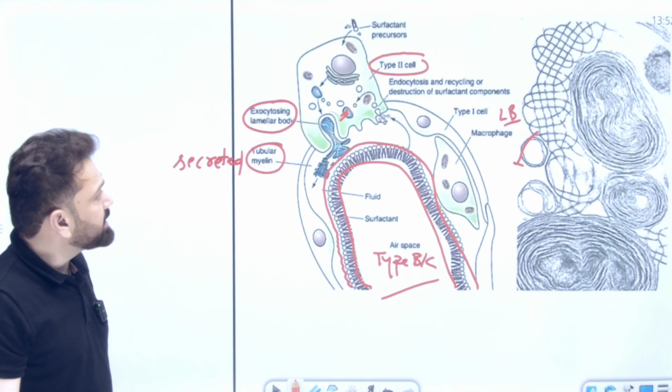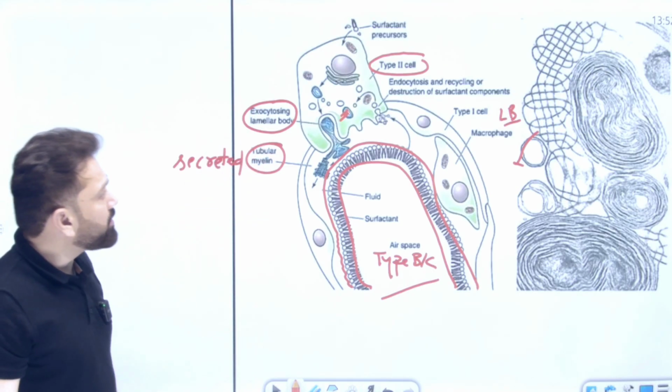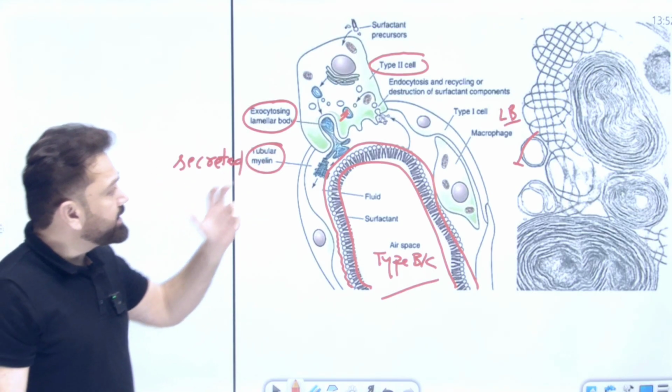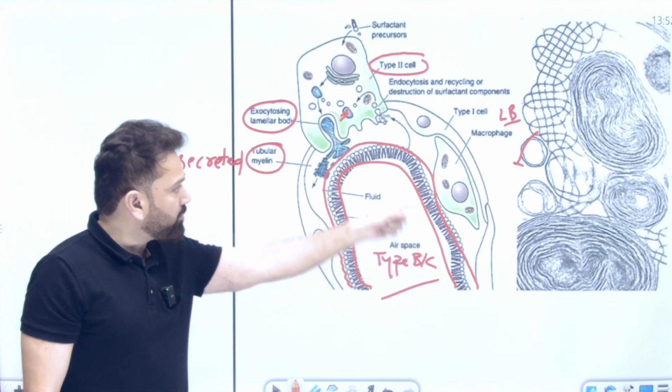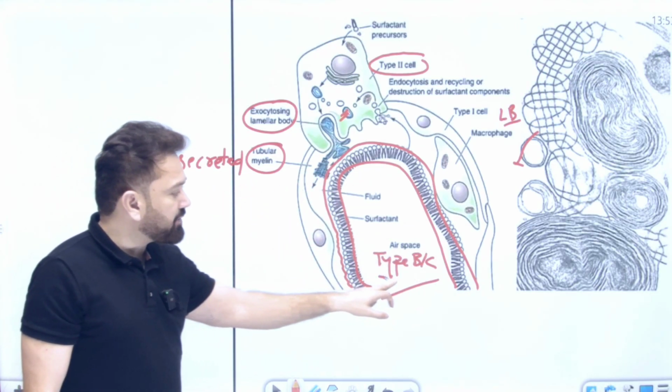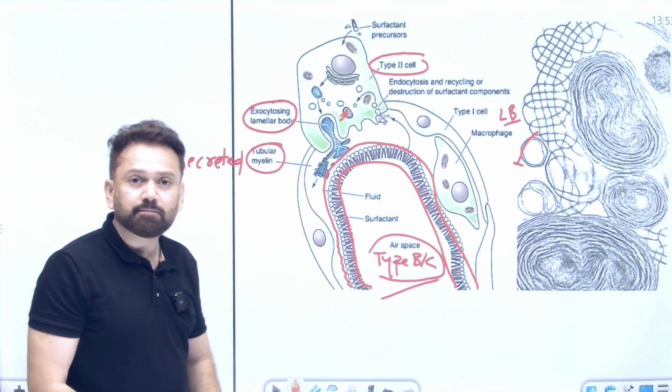So surfactant is produced in the form of lamellar bodies, secreted in the form of tubular myelin, and decorated in the form of a monofilm with the help of surfactant protein type B and C. Is this clear?